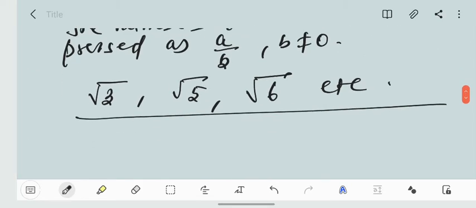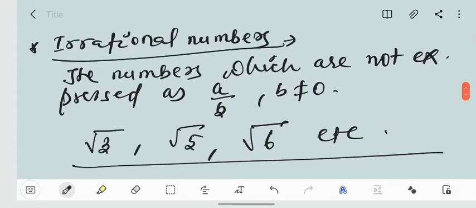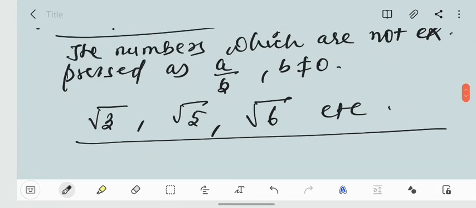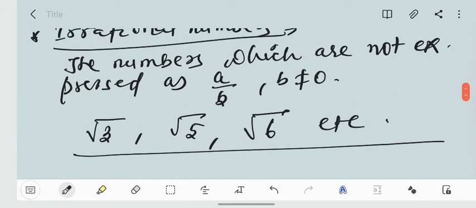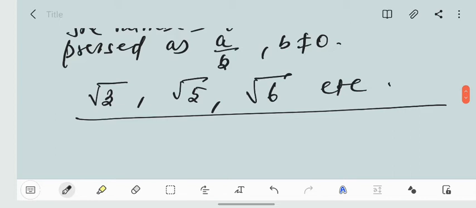Because if we talk about A by B, they are integers. Here, root 3 is not an integer. Okay. Root 3 is not an integer, because the value of root 3 is 1.732. Alright.